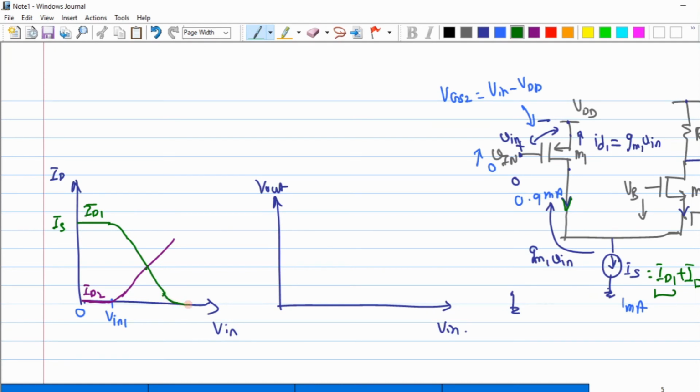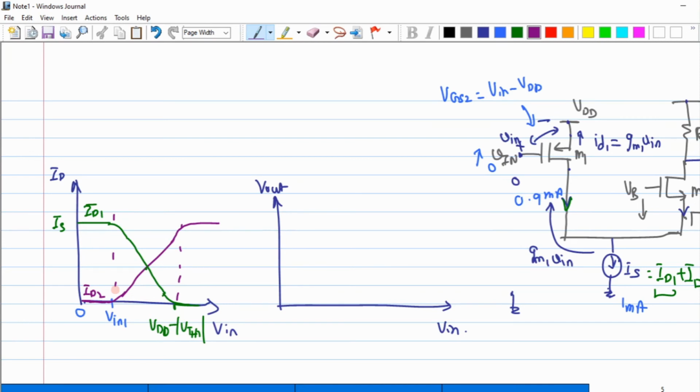The moment I reach a value equal to VDD minus VTH1, my transistor M1 will be cut off and no current would flow through this M1, but all of the current has to flow through my M2. So the total current right now through this M2 would be equal to IS. Now, the behavior is almost clear.